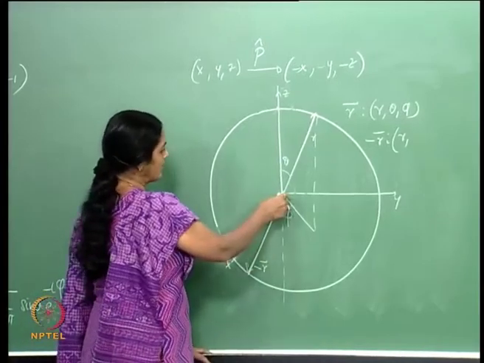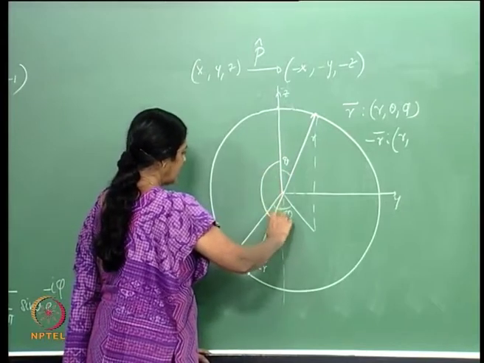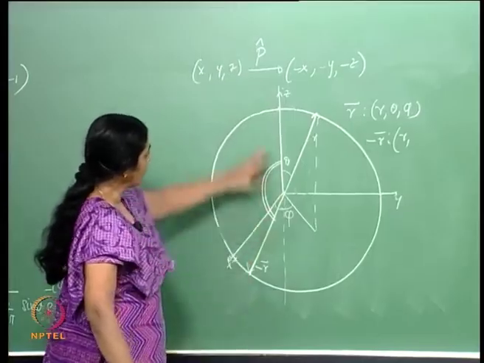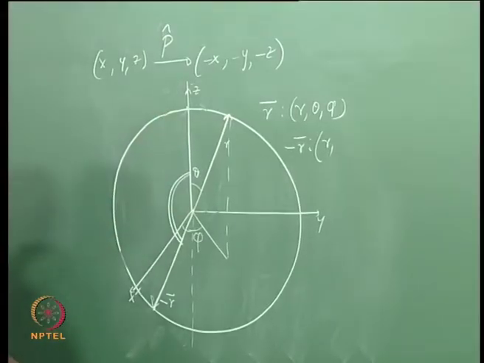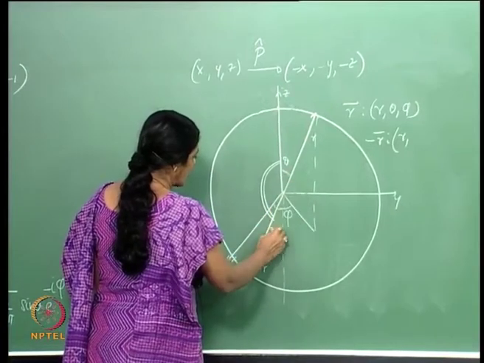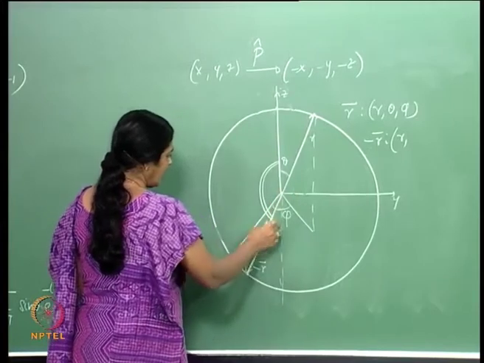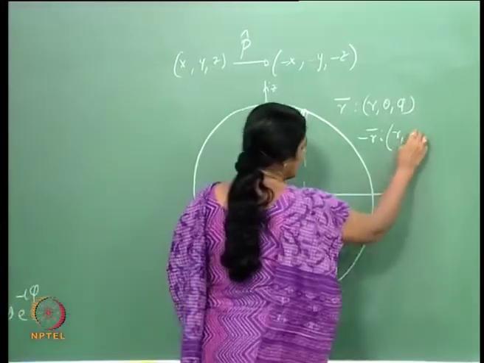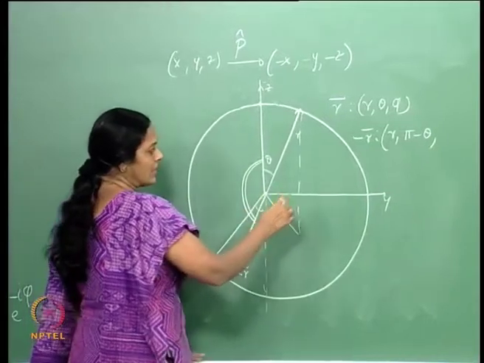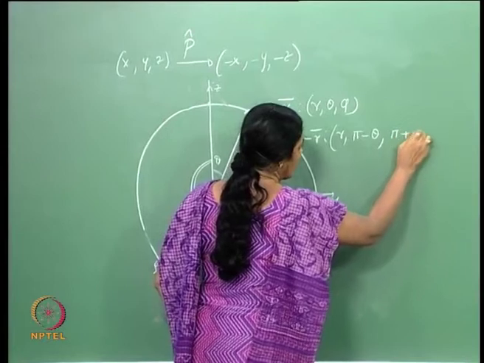and what about theta itself? Theta is this angle, the angle which it makes with the z axis, and since vertically opposite angles are equal, this is theta, and what you have here is pi minus theta. And similarly, you can find out what has happened to phi. Phi goes to pi plus phi.